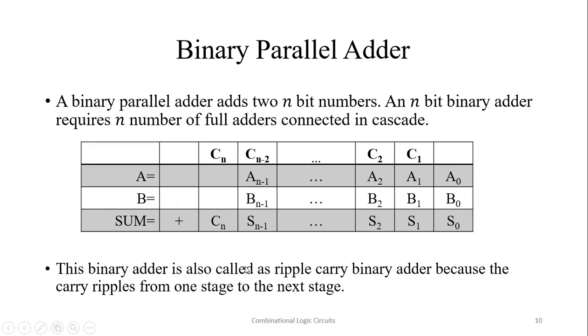The binary adder is also called a ripple carry binary adder because the carry ripples from one stage to the next stage. A carry is generated from this stage, and it is moved to here, then moved to the next stage, then to the next stage. That's why it is called a ripple carry adder.